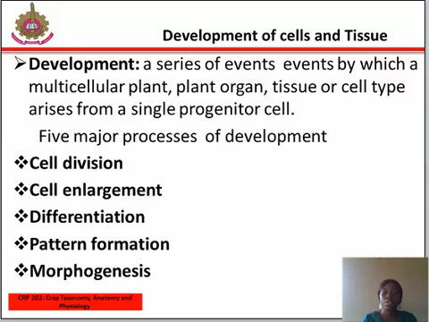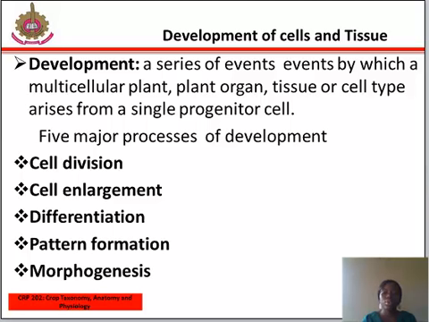And we'll move on to the last learning outcome, which is the development of cells and tissues in plants. Development is a series of events by which a multicellular plant organ, tissue, or cell type arises from a single progenitor. There are 5 major processes of development in a plant. We have 1. Cell division.